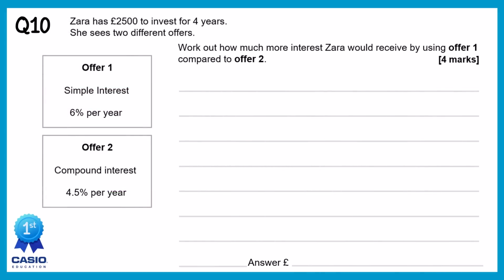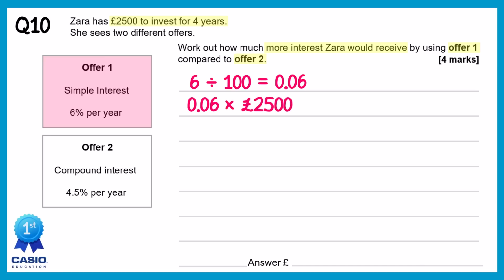In this question, Zara has £2,500 to invest for 4 years, and we need to work out how much more interest she would receive by using offer 1 compared to offer 2. So let's take a look at offer 1, which uses simple interest at 6% per year. To work out 6%, we're going to turn 6% into a multiplier by dividing it by 100. So 6 divided by 100 is 0.06. This means if I multiply any number by 0.06, it will find 6% for me. So let's take 0.06 and multiply it by Zara's money, £2,500. This will find 6% as £150.